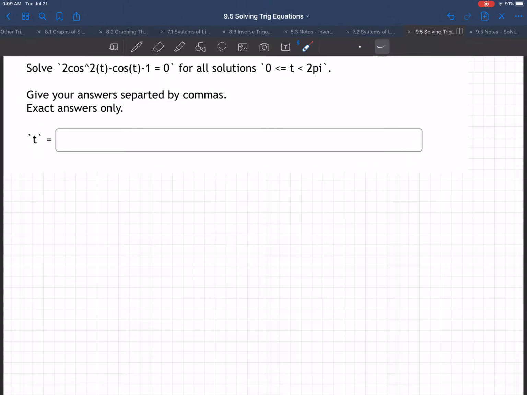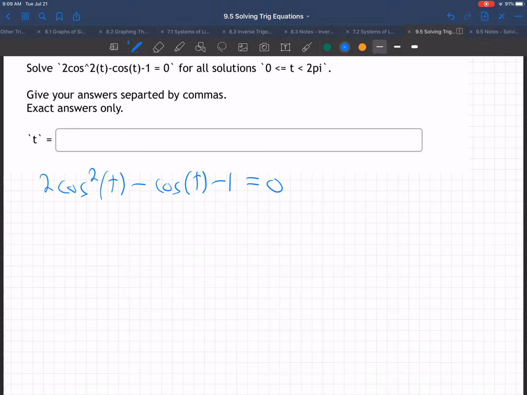Here's our example. We're solving 2 cosine squared of t minus cosine t minus 1 equals 0 for all solutions between 0 and 2 pi. Let me write that out for you down here. So it's 2 cosine squared t minus cosine t minus 1 equals 0. Okay. So how are we supposed to do this?